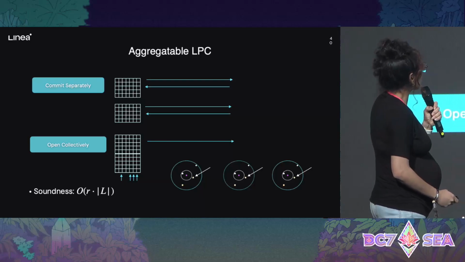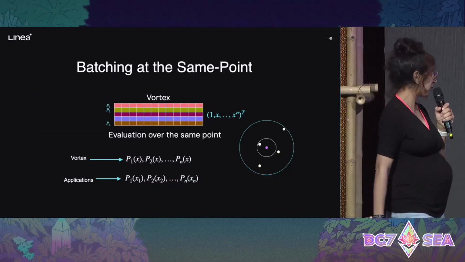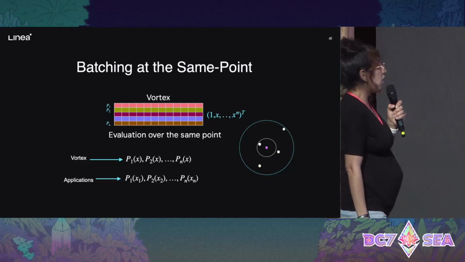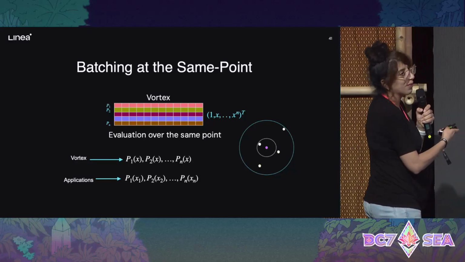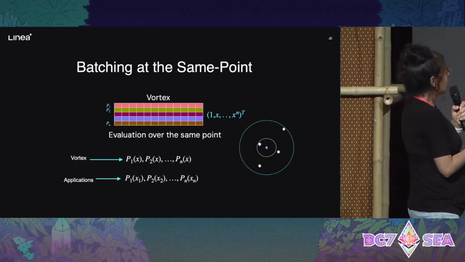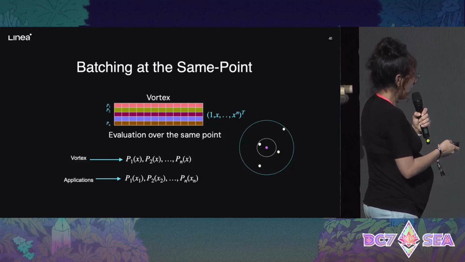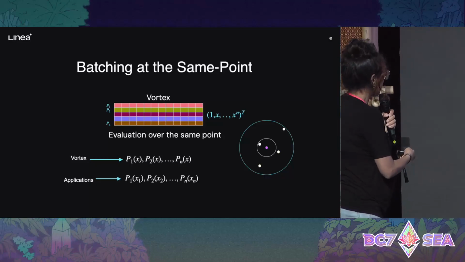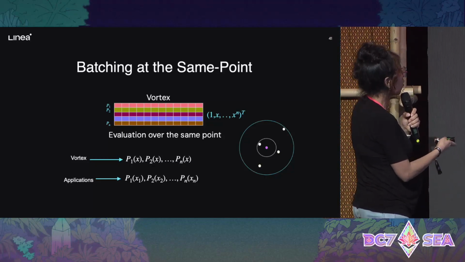So this would solve the problem of list, but still Vortex is not good. One more step. And why is it not good? It's because of this nice property, I call it nice because it's batching, but it's not batching in general. As you see in Vortex, the batching is just a batching of all the polynomials over the same point.